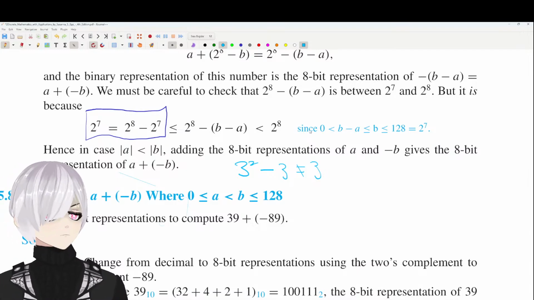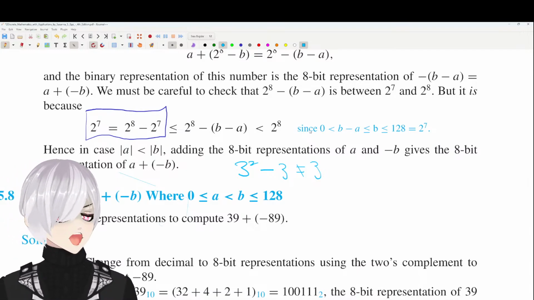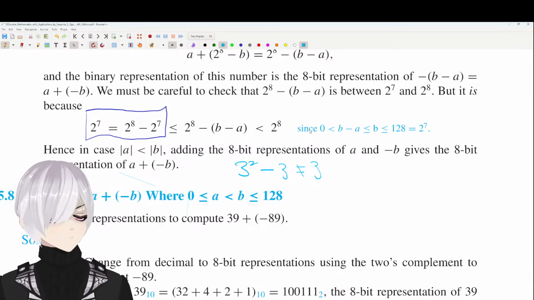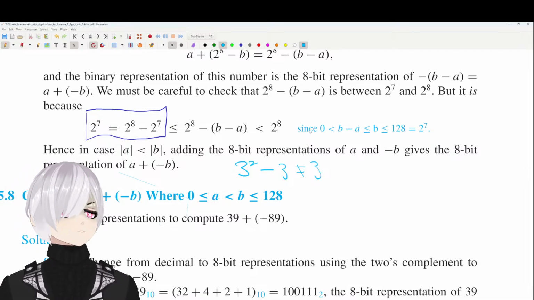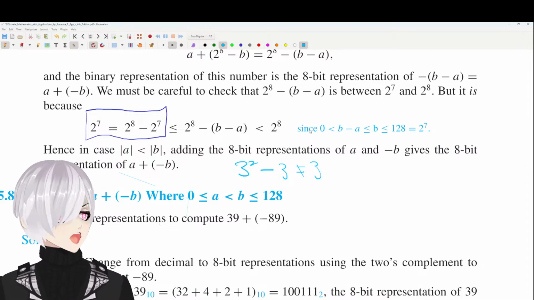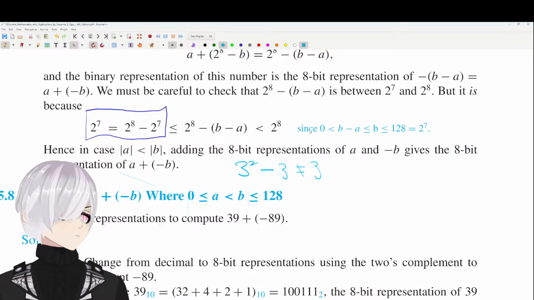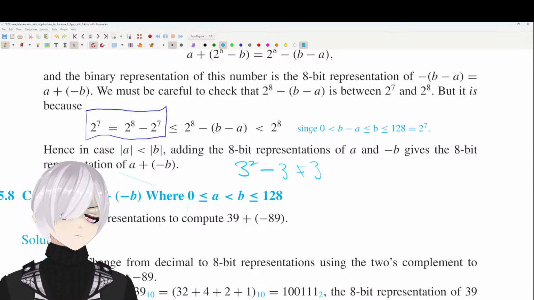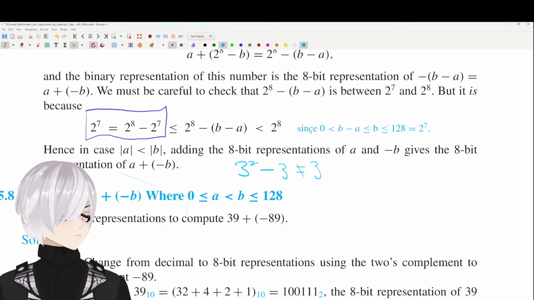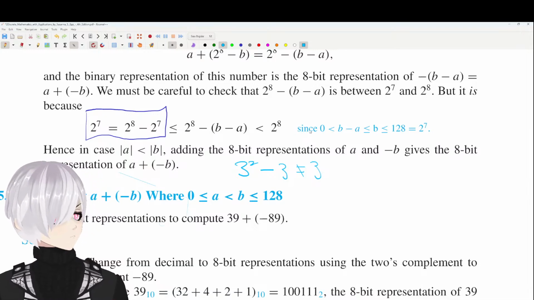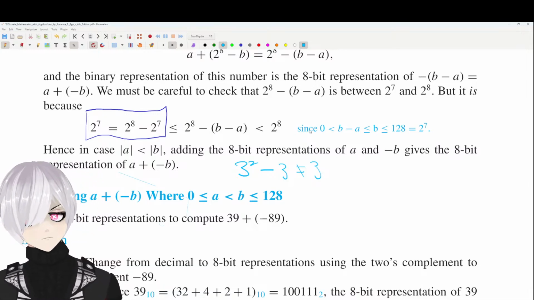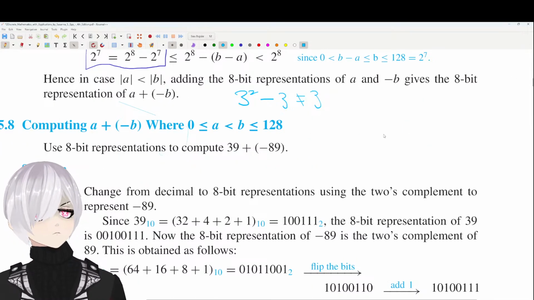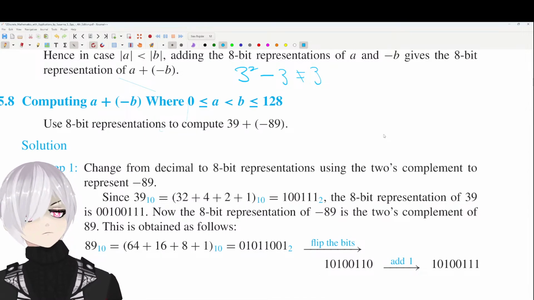And then they say, hence, in case the absolute value of a is less than the absolute value of b, which is the case we were looking at, adding the 8-bit representations of a and negative b gives the 8-bit representation of a plus negative b, because it's in the desired range, so we're able to have a representation because we've arranged representations within that range. Yeah, and then they do an example and continue the proof after the example.